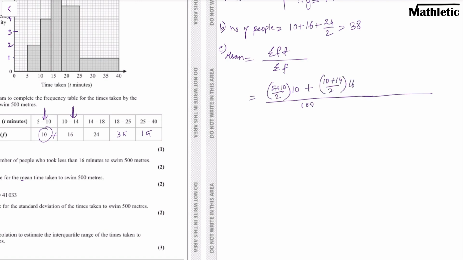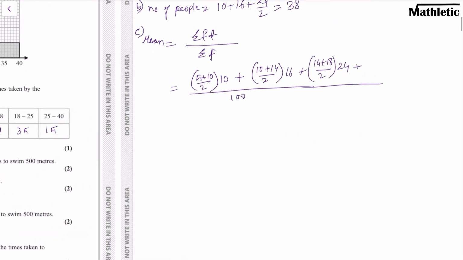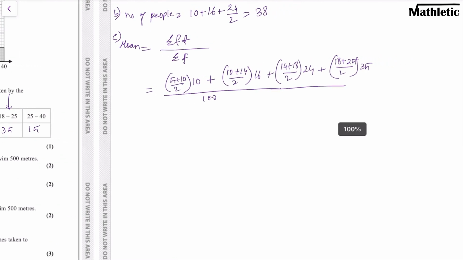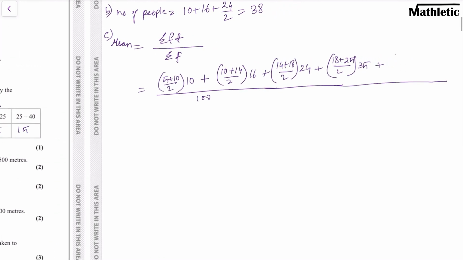So into 16. Then 14 plus 18 divided by 2 into 24. Next, 18 plus 25 by 2 into 35. The last one is 25 plus 40 by 2 into 15. So from the calculator, you will get 1891 at the numerator. The final result is 18.91.